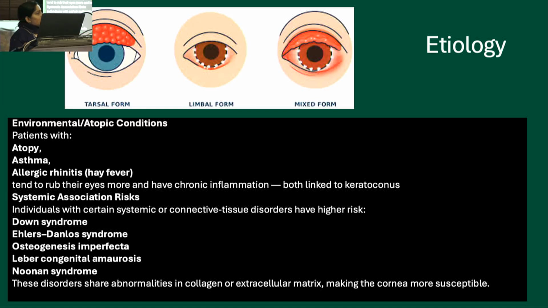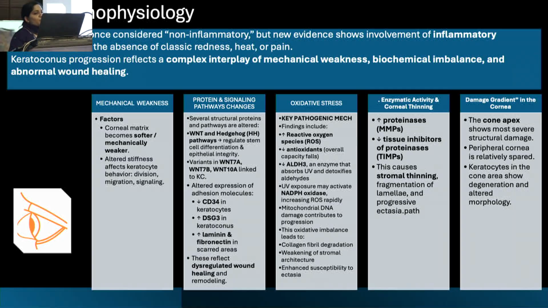Other etiological factors include systemic associations with collagen vascular diseases, such as Ehlers-Danlos syndrome, osteogenesis imperfecta, and Noonan syndrome, all of which can carry a chance of keratoconus. Especially in Down syndrome, children always tend to rub their eyes, so those patients are more prone to keratoconus.